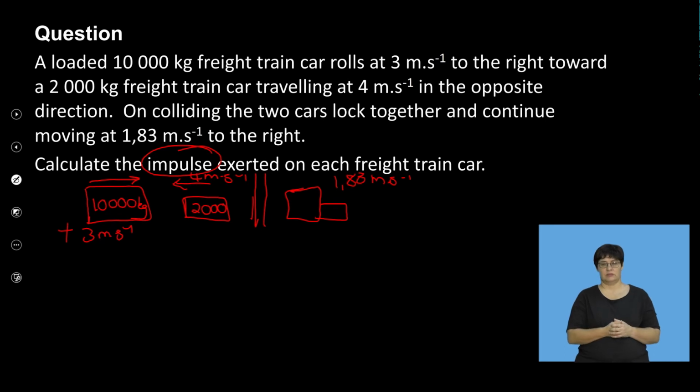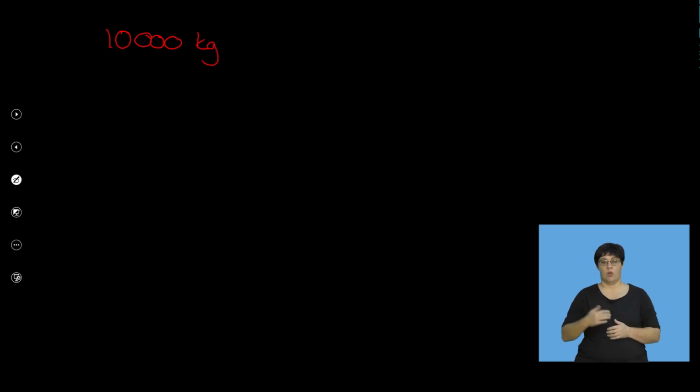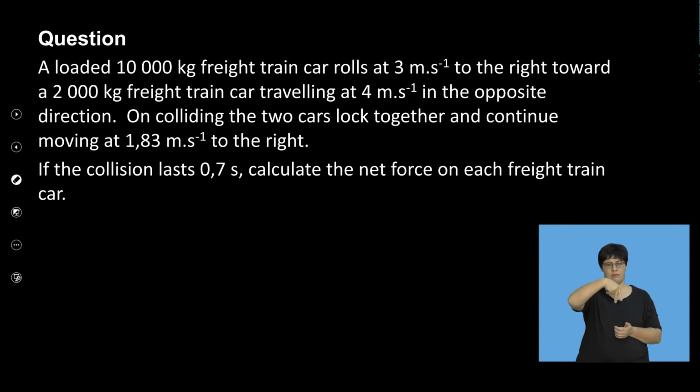Let's look at the 10,000 kilogram cart. So this is the 10,000 kilogram cart. We want the impulse that it is experiencing. Actually, I want to write it like this rather. All right, we want impulse.